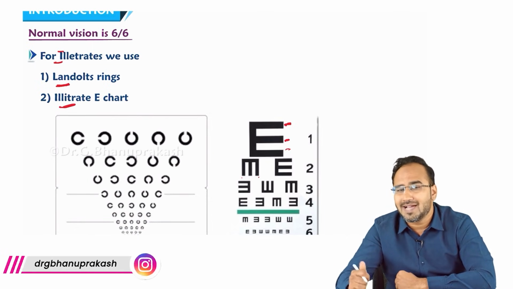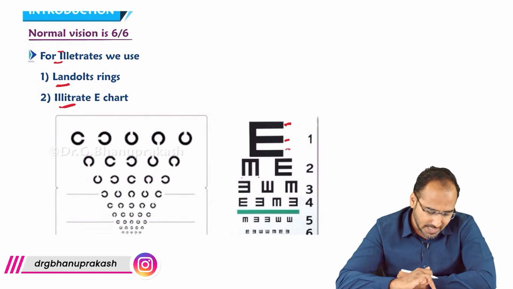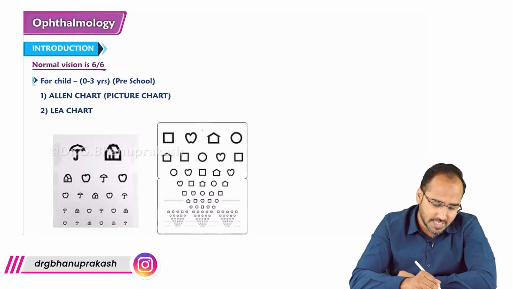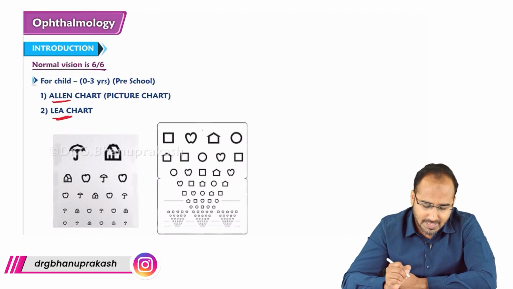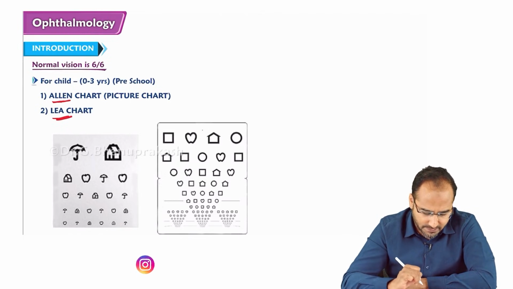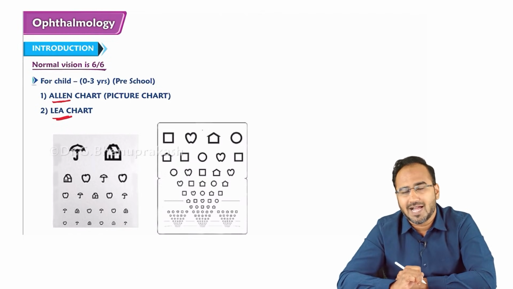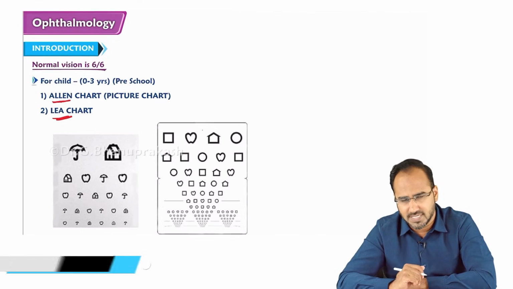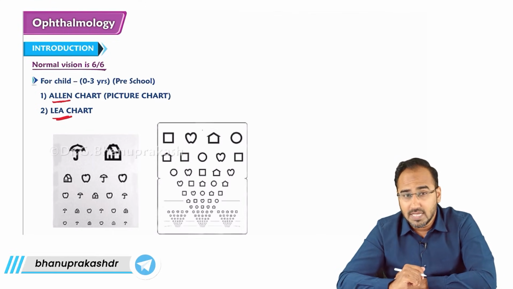Those are called Allen's chart and Lee's chart. Allen's chart or Lee's chart. We show this chart to the patient. These are picture charts. Okay?